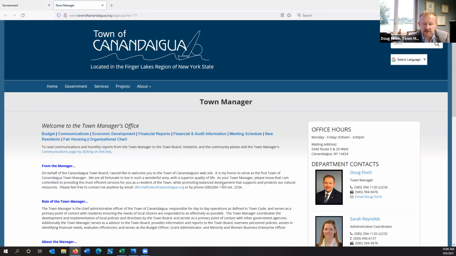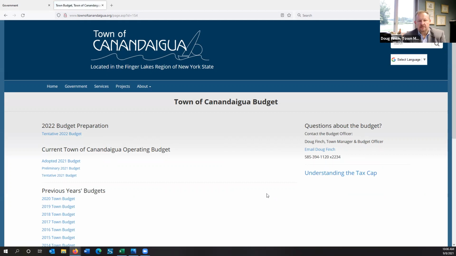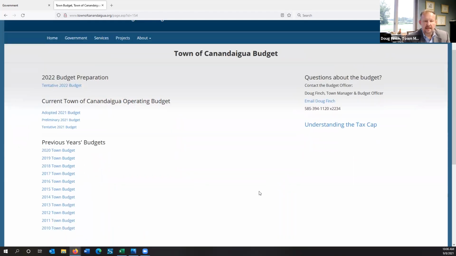And from right here, you can see there's links to a whole variety of different information, different places to go. But specifically what we're talking about today is the budget. So I'm going to click on the budget tab here. And then this is going to pull up a page for us to take a look at, the Town of Canandaigua budget, and it gives all kinds of additional information about the previous years' budgets that were adopted going back to, what does this go back to, 2010. It also shows the current operating budget. You see the adopted, the preliminary, and the tentative budget, as well as the 2022 budget preparation.